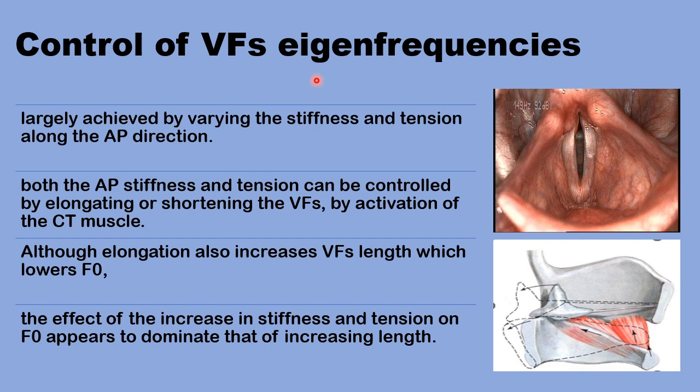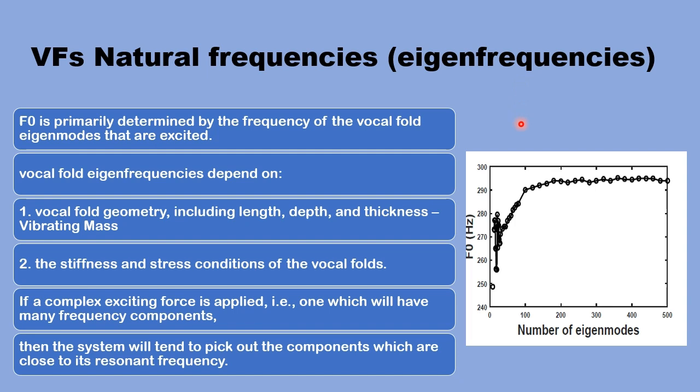Adjustment of the vocal fold eigenfrequencies is largely achieved by varying and changing the stiffness and the tension applied on the vocal folds in the anteroposterior direction. This is primarily controlled by activation of the cricothyroid muscle. The fundamental frequency of the voice during a certain moment would depend primarily on the frequency of the vocal fold eigenmode at this particular moment that was excited. The eigenmode and frequency in turn depend on the vocal fold geometry, the configuration of the vocal folds, and the length, depth, and thickness of the vibrating mass, together with the stiffness and the stress conditions of the vocal fold.